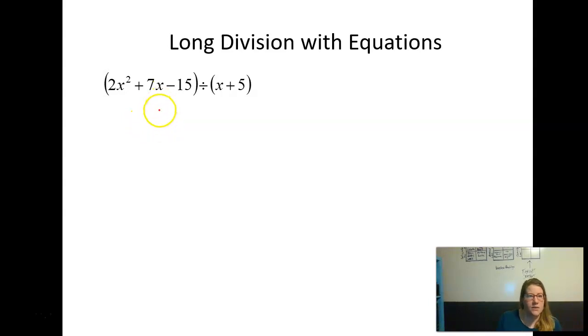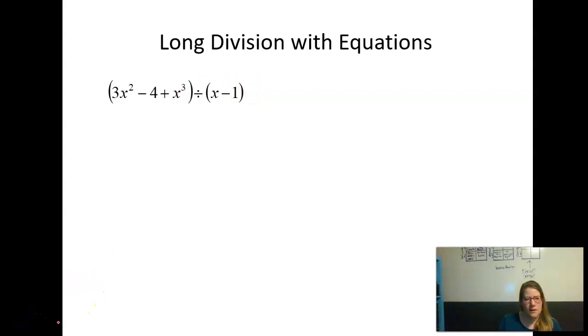All right, so we have 2x squared plus 7x minus 15 divided by x plus 5. Okay, I actually skipped ahead to the next problem because I only want to do one more example, and I want to do this one because it's a little bit different. So notice here that I have my x to the third last. I have 3x squared over here. I need to make sure this is in standard form before I begin.